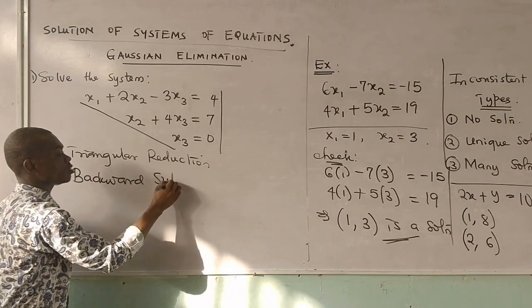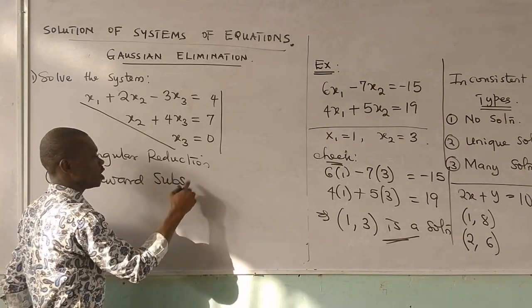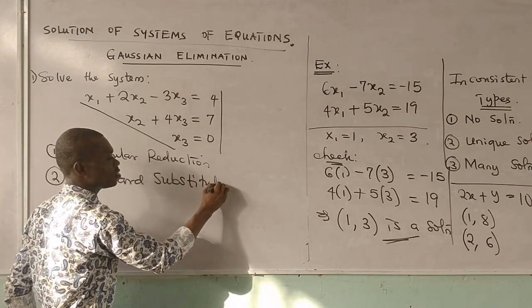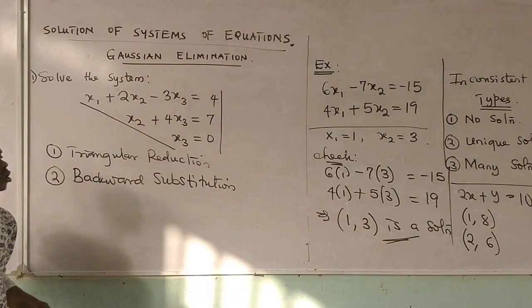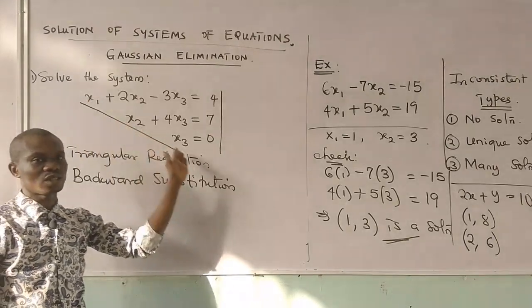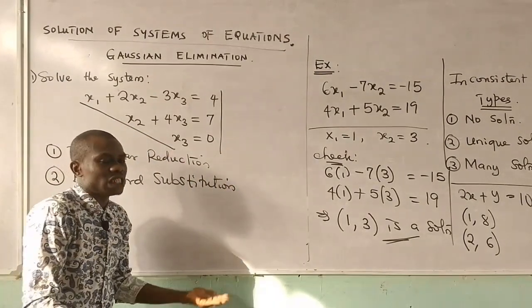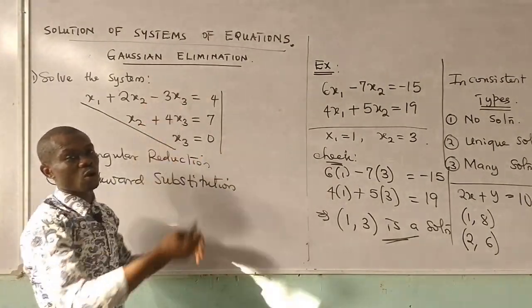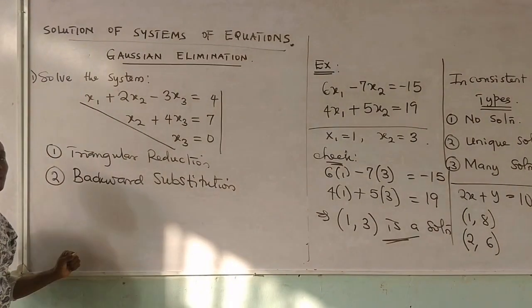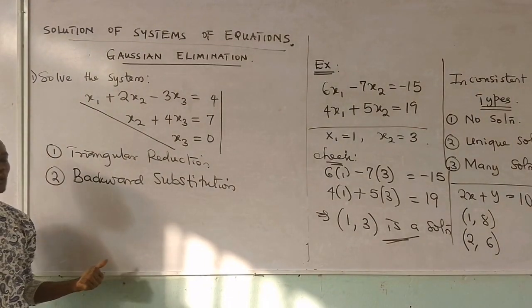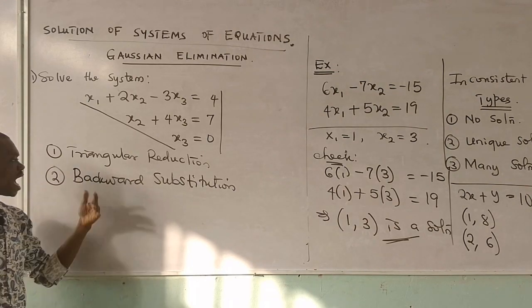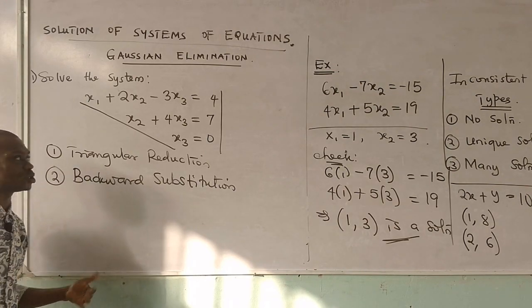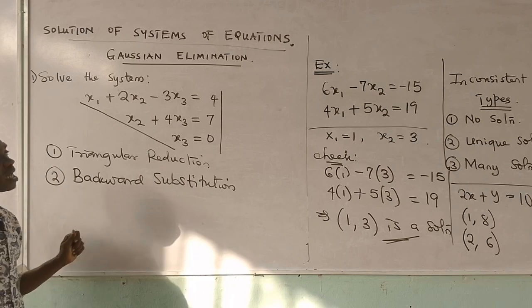Okay, so the Gaussian elimination involves the triangular reduction and the backward substitution. So by the time I have reduced it into a triangular form, then I can now substitute backwardly to get all the values of my variables. Alright, so we are now going to be learning how we do triangular reduction and how we do backward substitution. Now look at a nice example here.